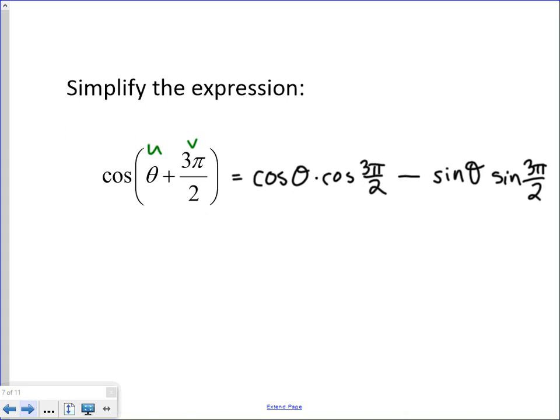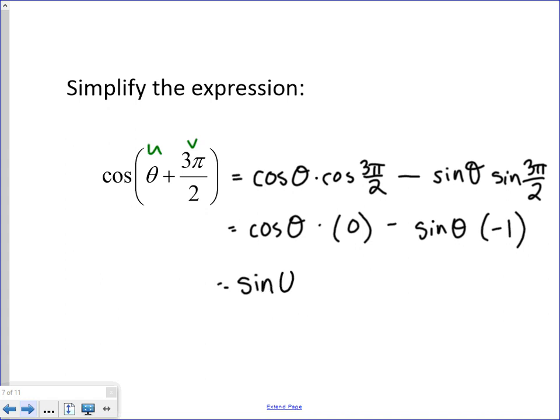Now, only a few of those will I actually be able to evaluate. So like cosine theta, I can't do anything with that. But what is the cosine of 3 pi over 2? 0. And then sine theta, left alone, what is the sine of 3 pi over 2? Negative 1. And then cosine times 0 is 0. Negative sine times negative 1 is a positive sine. So this all equals sine of theta.